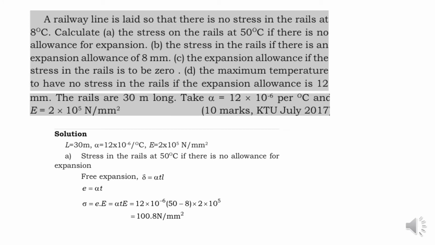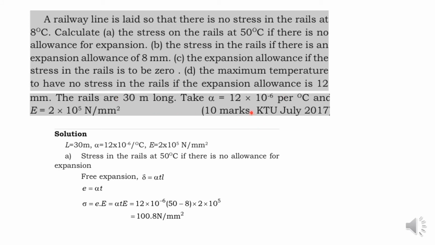So let's move on to the next problem. A railway line is laid so that there is no stress in the rails at 8 degrees Celsius. Calculate the stress on the rails at 50 degrees Celsius if there is no allowance for expansion. The stress in the rails if there is an expansion allowance of 8 mm. The expansion allowance if the stress in the rails is to be 0. The maximum temperature to have no stress in the rails if the expansion allowance is 12 mm. The rails are 30 meter long.